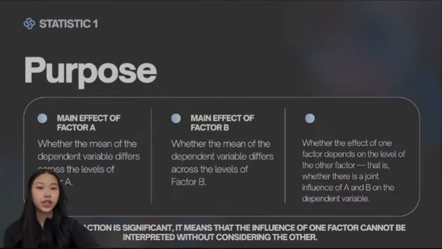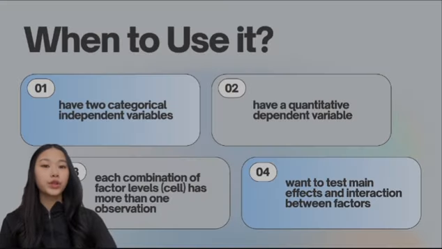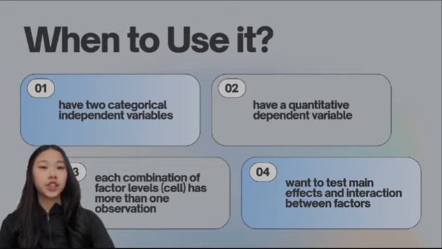In this method, we look at three different effects. First, the main effect of factor A, to see whether the dependent variable differs across the levels of factor A. Second, the main effect of factor B, to see whether the dependent variable differs across the levels of factor B. Third, the interaction effect A times B, to determine whether the effect of one factor depends on the level of another. If the interaction is significant, it means that the influence of one factor cannot be interpreted without considering the other factor.